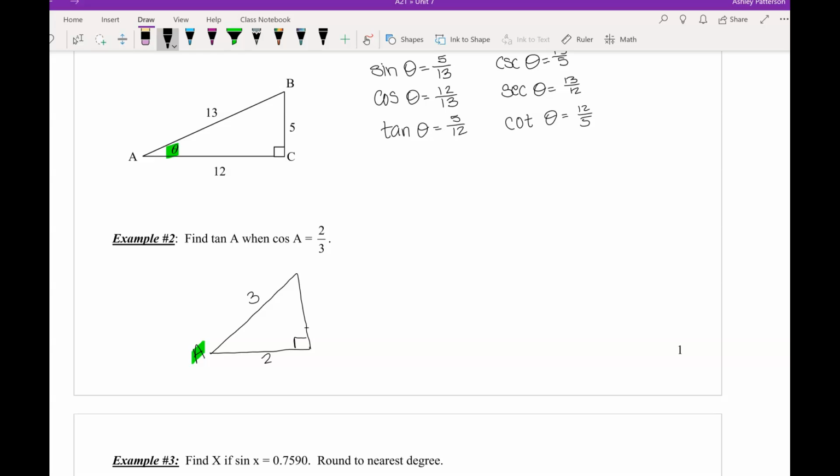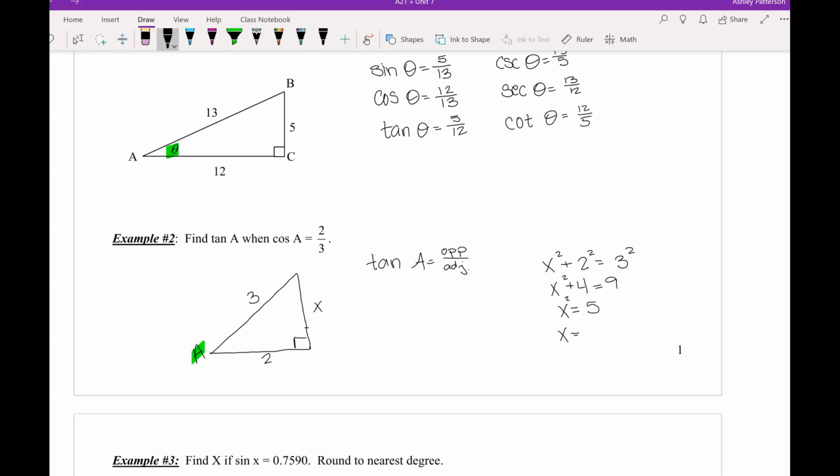Well, I need to find the tangent. And tangent is opposite over adjacent. We don't know the opposite leg. So how do we find it? Dun, dun, dun, Pythagorean theorem. The Pythagorean theorem says that you have one leg squared plus another leg squared equal to the hypotenuse squared. This is how we're going to find that opposite leg length. So x squared plus 4 is equal to 9. I'm going to subtract 4, so x squared is equal to 5.